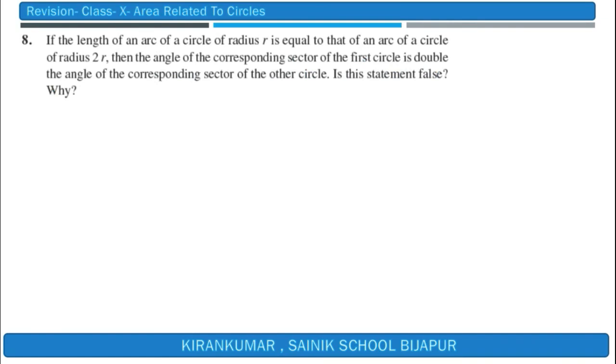Question number 8. If the length of an arc of circle of radius r is equal to that of an arc of a circle of radius 2r, then the corresponding sector of the first circle is double the angle of the corresponding sector of another circle. Is this statement false? Why?